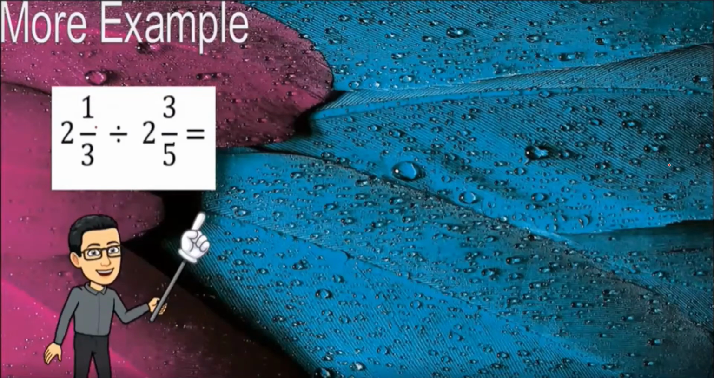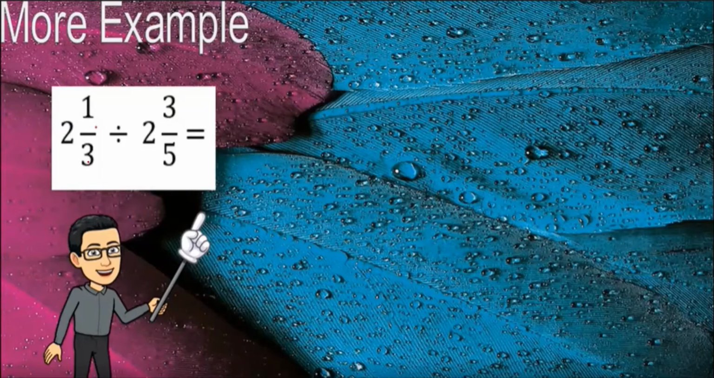Now, let us proceed in dividing mixed numbers. So we have here 2 and 1/3 divided by 2 and 3/5. Now remember, grade 5, that when we divide mixed numbers, the first thing that we need to do is change them into improper fractions. And then after we change them into improper fractions, that's the time that we will do the reciprocal to our second fraction. Now, let us try this one.